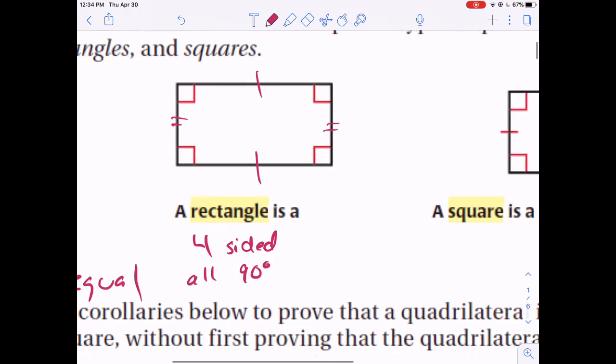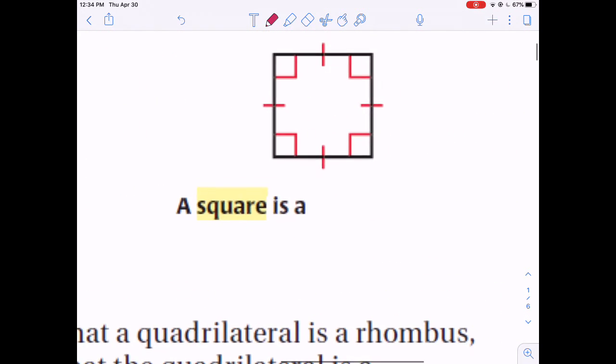And then you have the famous square. Well, look at it. It's got all four sides equal, right? Equal, equal, equal, equal. It's got the 90s going for it. So it's a combination of both a rhombus and a rectangle. That's what a square is. It's both. Four sides equal, four 90-degree angles.